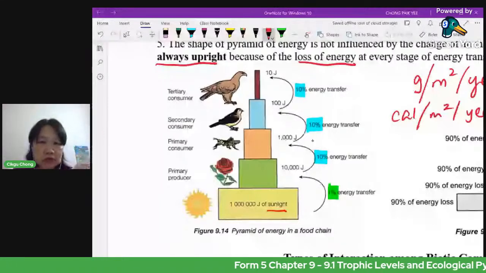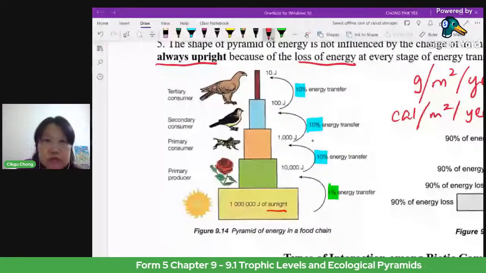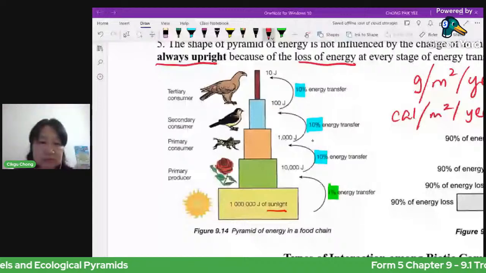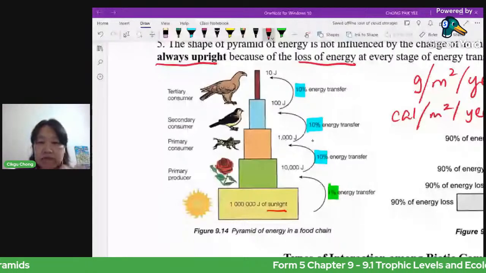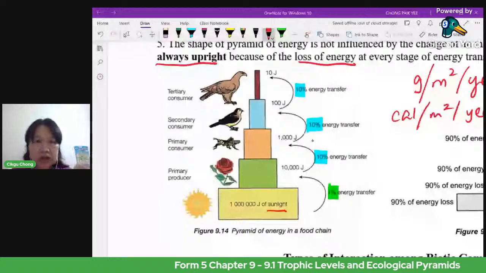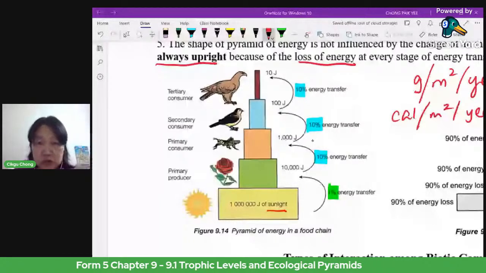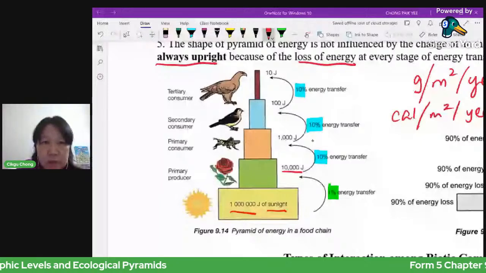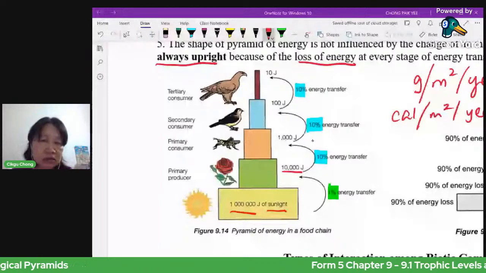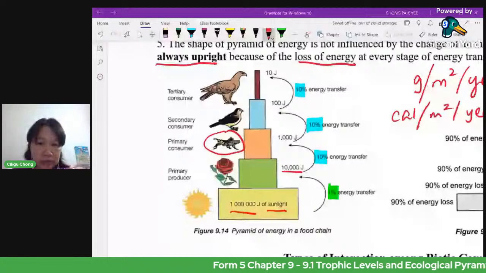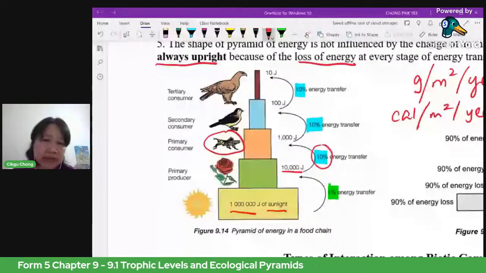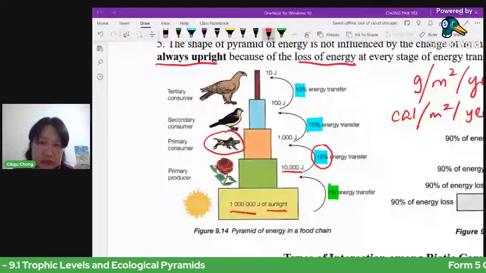So now your plant here, let's look at the rose plant, it gets 10,000 because 1% of 1 million is 10,000. Okay, when we do the calculation, 1% of 1 million is 10,000. So now you have 10,000 joule in your rose plant. When your belalang, the grasshopper, eats the leaf of the rose, 10% will be transferred to the body of the grasshopper. So 10% of the 10,000 is 1,000.